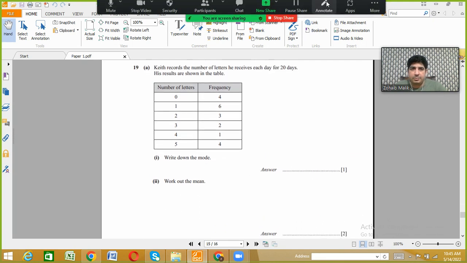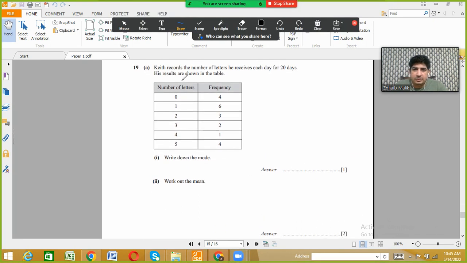So, second last page. Cat records the number of letters he receives each day for 20 days. His results are shown in the table. These are the results, like number of letters received, 0. These are the 4 times, and like this. Write down the mode. As you know, the mode is the most repeated value. So the most repeated number of letters was this one. She got one letter six times, which means one is the mode.